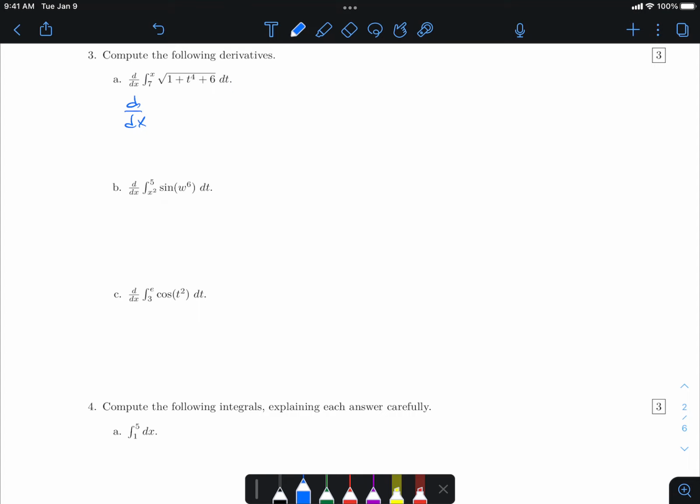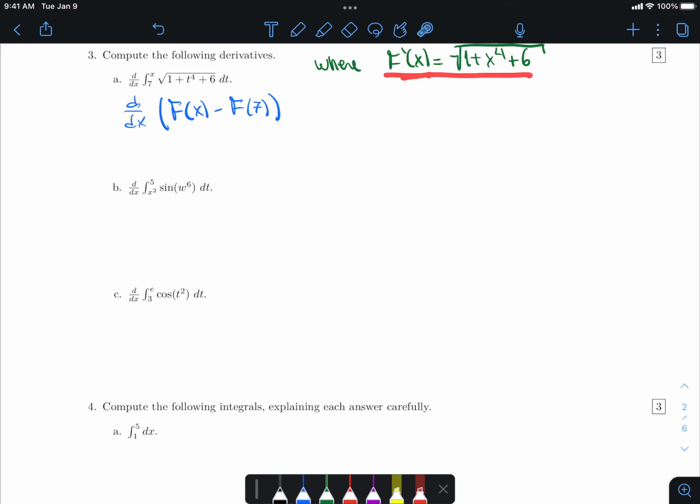This integral, if I have to solve it, is some antiderivative big F of x minus big F of 7, where f prime of x equals the square root of 1 plus x to the 4th plus 6, right? So I got to remember that this is an antiderivative of this function here, okay?